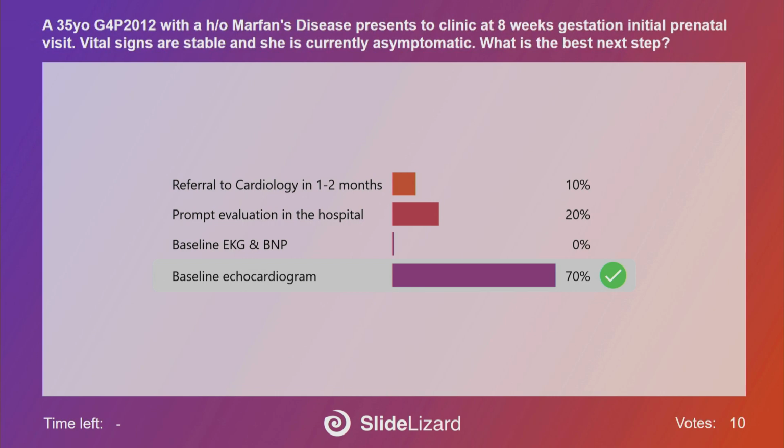And let me just qualify this one. The first one, cardiology in 1 to 2 months is just too long to wait. If you don't know whether she has an aortic root dilation, because some of them, if they're large enough, require surgery. Some surgery is indicated even while she's pregnant. Prompt evaluation in the hospital.